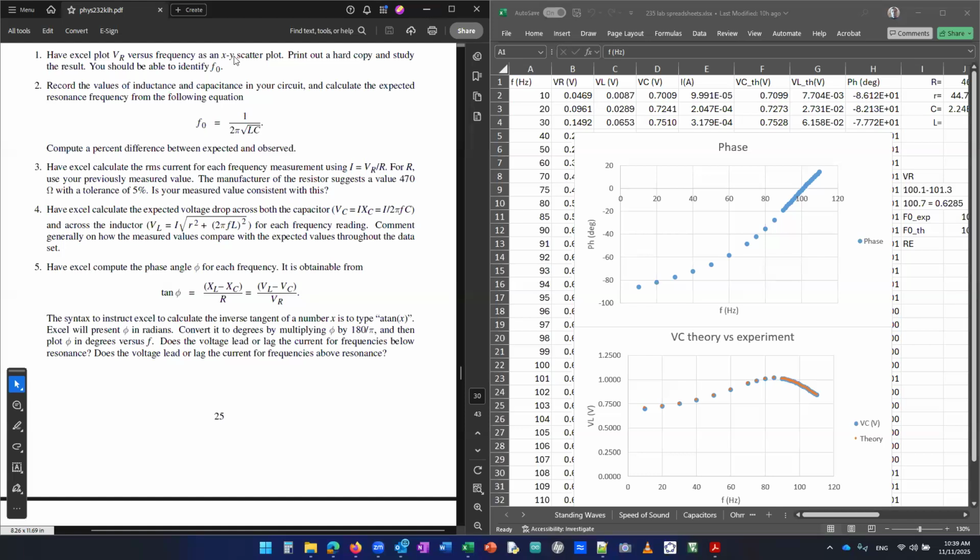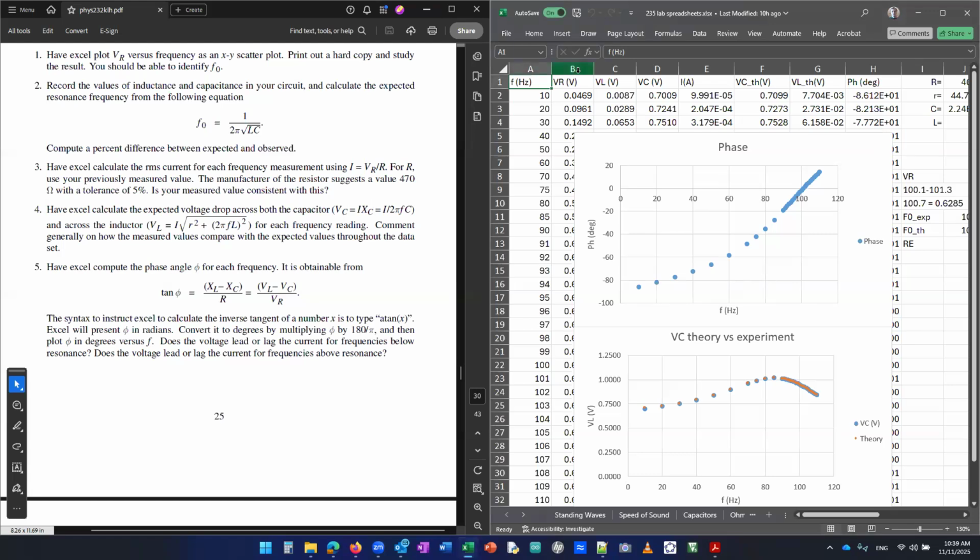So let's have a look at the data analysis for the RLC lab. On the left side, I have the menu open. On the right side, I have data and analysis. I intentionally blocked most of my data because you're not supposed to be copying these data. You're supposed to analyze your own data. So let's take a look at the data.